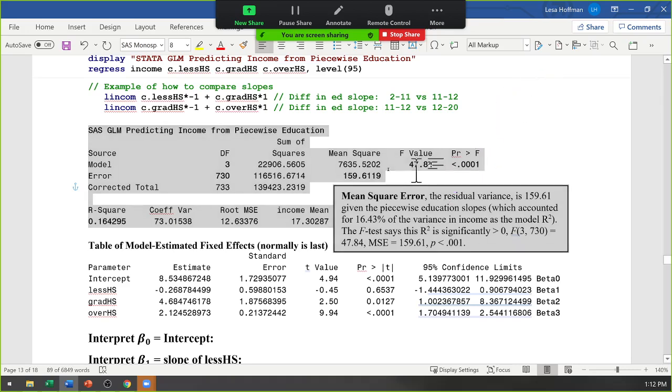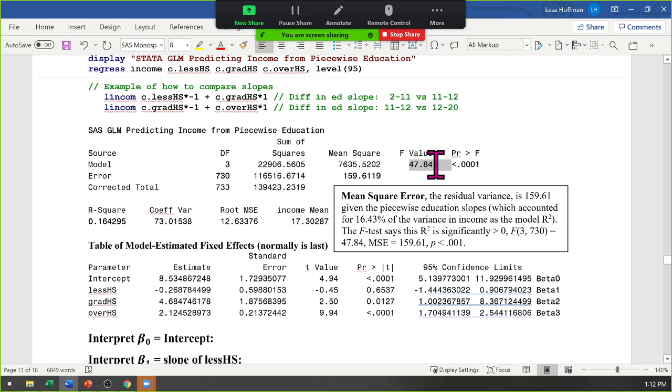So this F value right here, that's my test statistic. That is a ratio of information captured by education to information left over. And each of those sources of information has been weighted by how many slopes it took. So information per slope captured relative to information left over per slope not yet added.